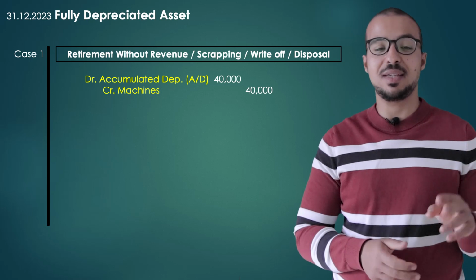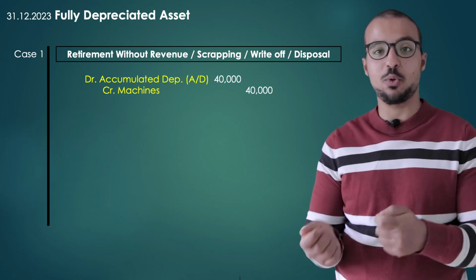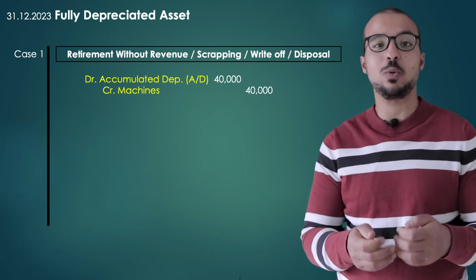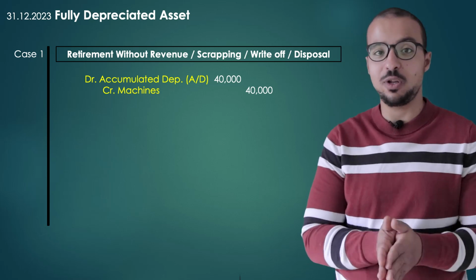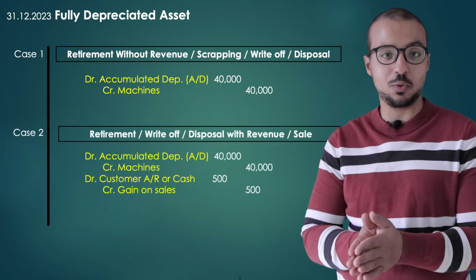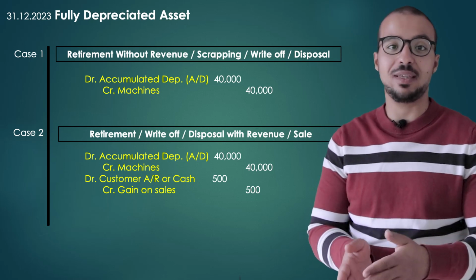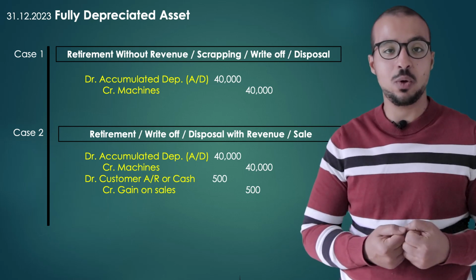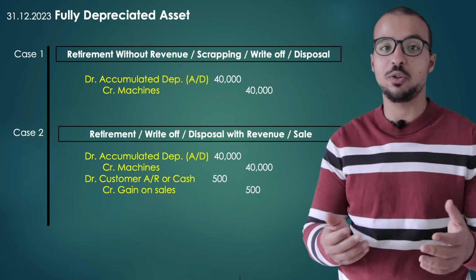and we don't have any other accounts in this entry. The second business case is exactly the same, but instead of throwing out the asset for free, we are going to sell it as scrap. So for the same fully depreciated asset on 31st December 2023, we are going to sell it as scrap and we are going to receive some revenue. Let's say we sold the scrap for 500 USD.